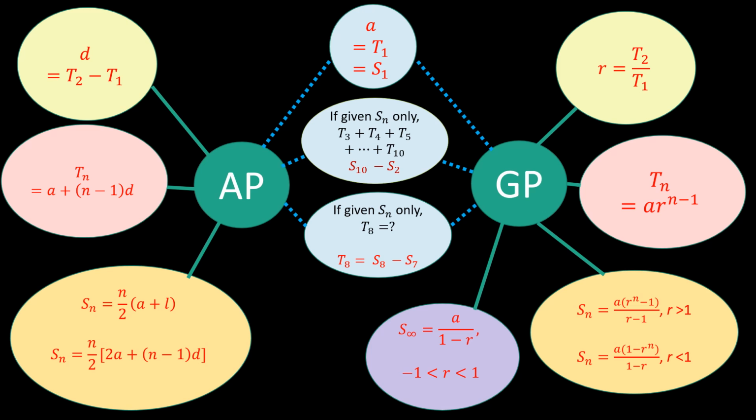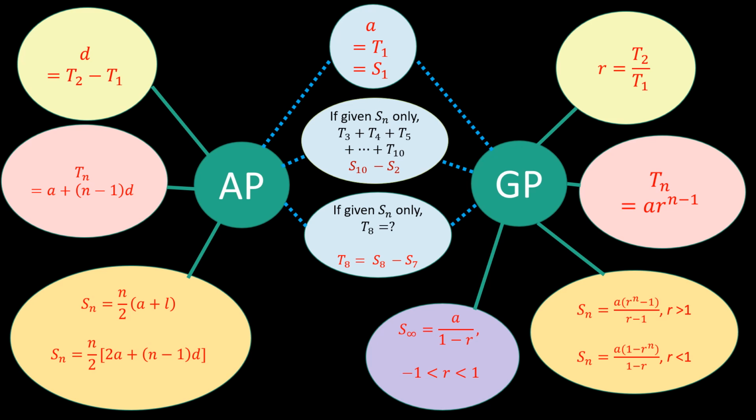Now, if we are given Sn only and we want to find T8, here also the same condition. If we want to find T8, that means we use T1 summed until T8, but the first 7 we actually don't want, so we deduct S7. So if, let's say, we want to find T9, then it will be S9 minus S8.